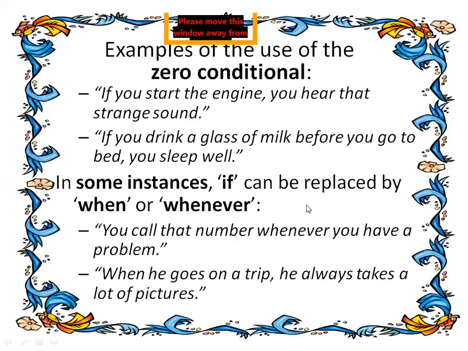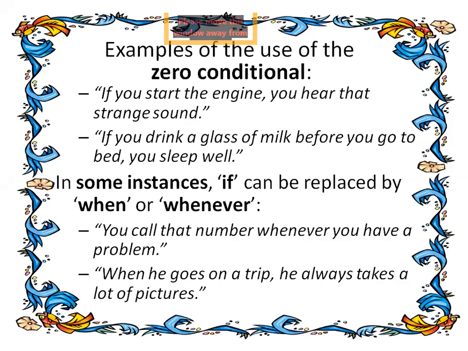अच्छा, in some instances if can be replaced by when or whenever. Sometimes the if clause is also replaced. ये जो if का हमारा preposition है, you may say ये जो word है, it can be replaced with when or whenever. कभी कभी हम उसको when और whenever के साथ replace भी करते हैं. You call that number whenever you have a problem, or if you have a problem you can call that number. ठीक है, if के साथ भी use किया जा सकता है, और you can call on that number whenever you have a problem. जब जब तुम्हें कोई प्रॉब्लम होती है तो तुम मुझे इस नंबर पर कॉल कर सकते हो.